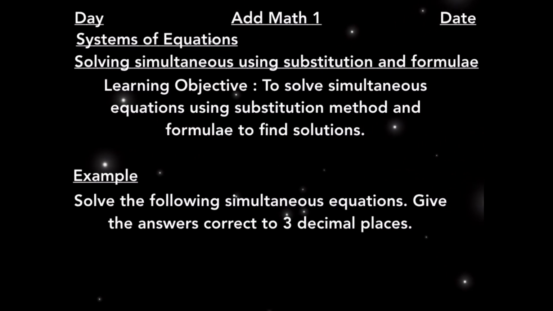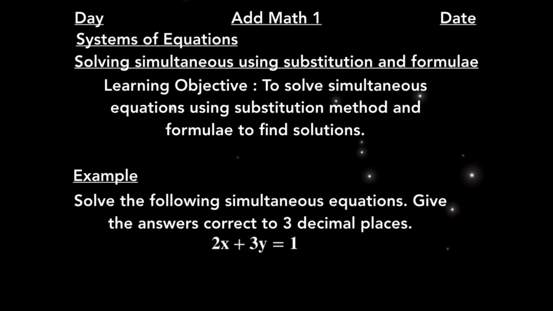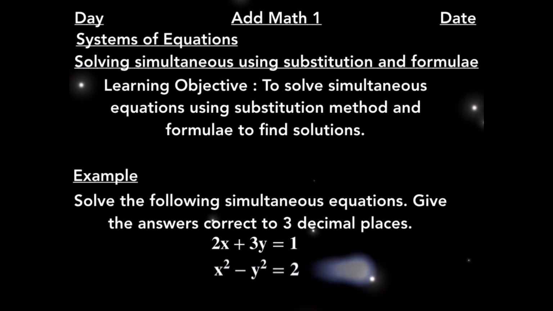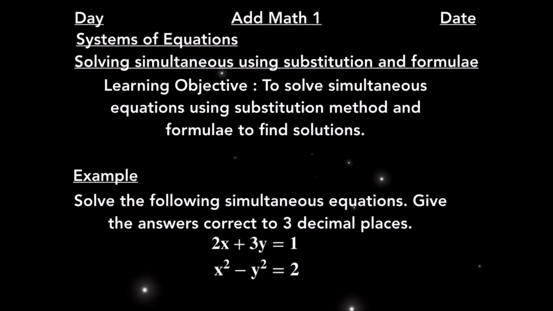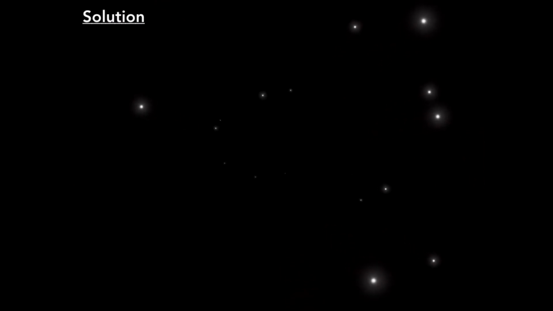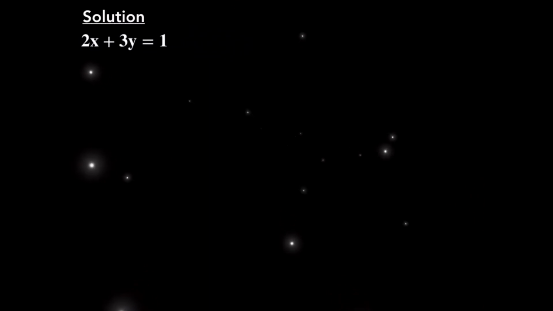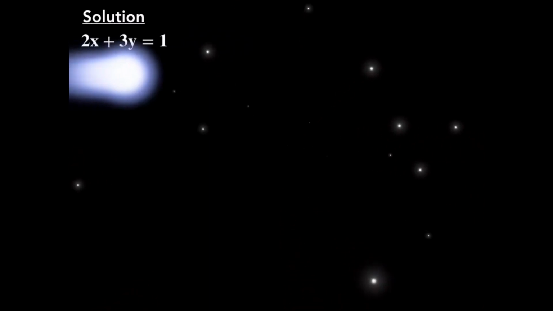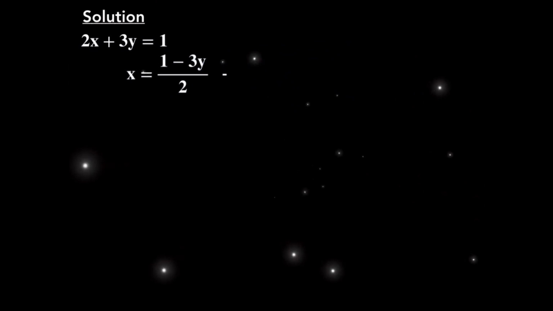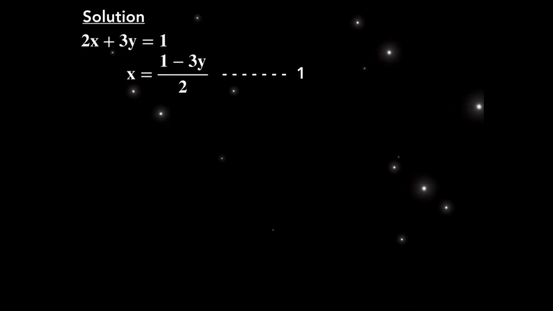Example, if you want to solve the following simultaneous equations and you have to give answers to 3 decimal places. You have 2x plus 3y equals 1 and x squared minus y squared equals 2. The first thing that you have to do is to express one of the variables. You can either choose x or y. In my case, I chose x. So if you bring over 1 minus 3y and then divide by 2, this is your first equation. You label this as equation number 1.